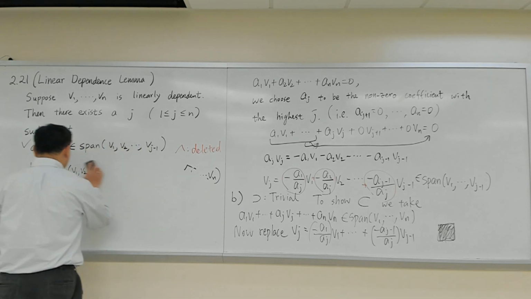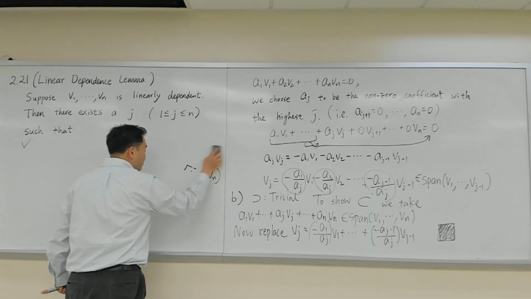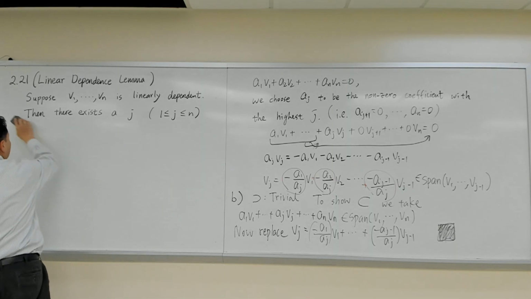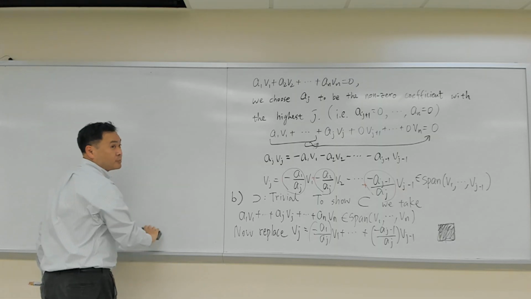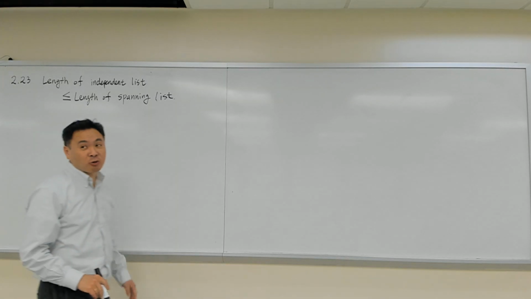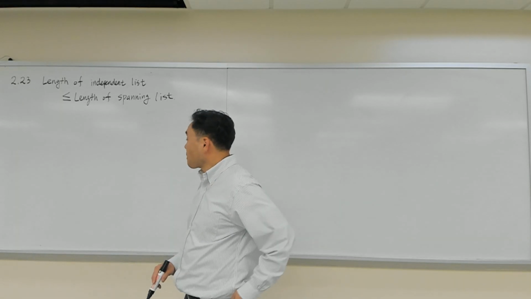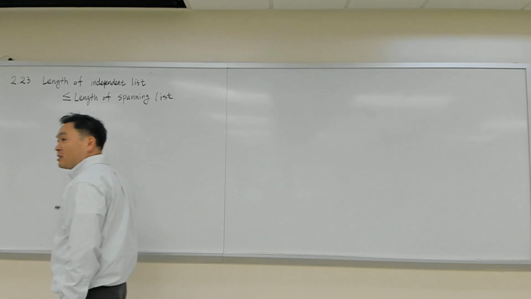So what are some corollaries? This is a very powerful theorem. So let me show you some corollaries of this. This is our first corollary of the linear dependence lemma, 2.21. I'm going to refer to 2.21 many times in this lecture, right? Linear dependence lemma. The theorem is that the length of an independent list is less than or equal to the length of a spanning list.